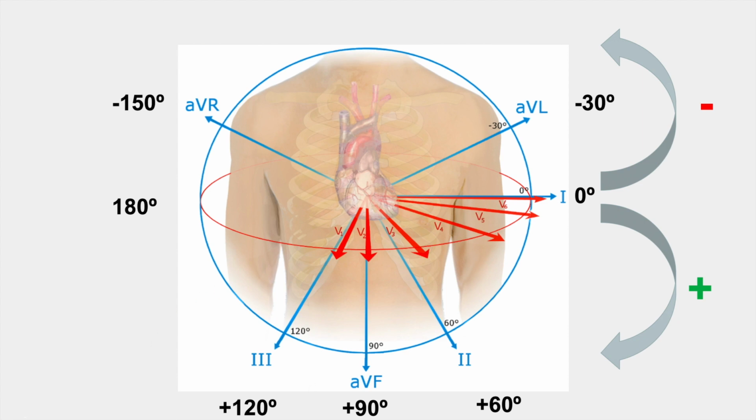And again, out of all of these leads, think about lead 2 as particularly important because the mean vector of depolarization of the heart generally points in the same direction as lead 2 at 60 degrees. So think about looking at lead 2 as an important landmark to remember.